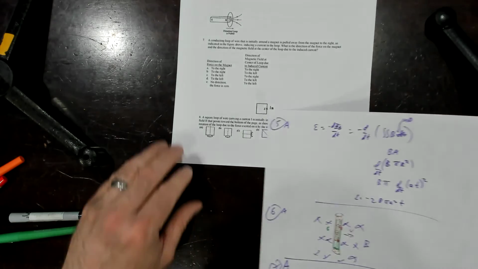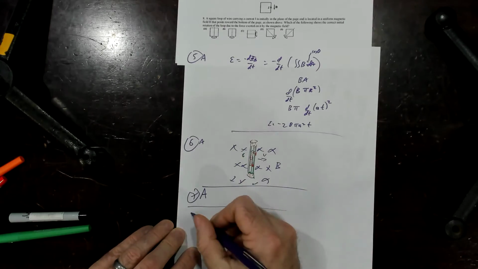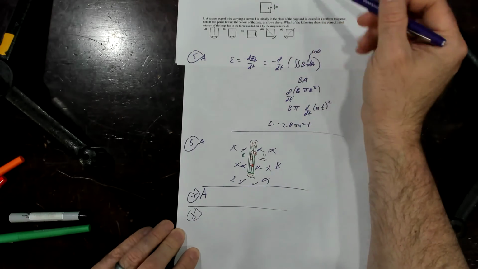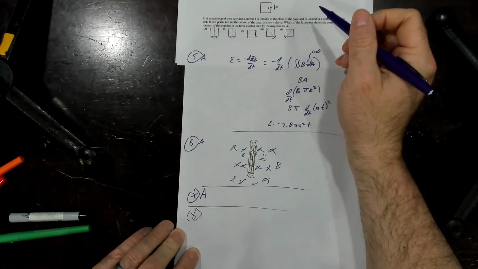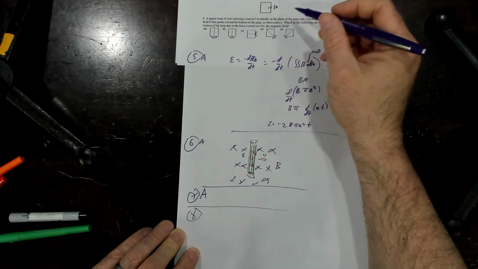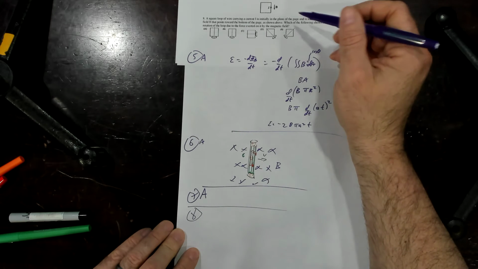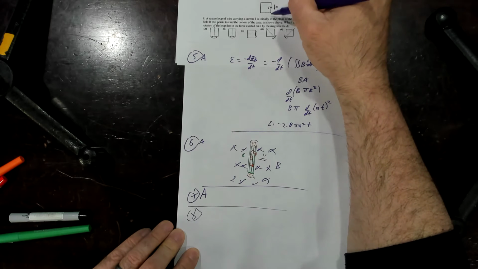All right, one more on that page. Problem 8. I've got a square loop of wire containing a current I that is initially in the plane of the page, right? The loop of wire is in the plane of the page, in a uniform magnetic field B that points toward the bottom of the page like this. Which of the following shows the correct initial rotation of the loop due to the force exerted on it by the magnetic field?